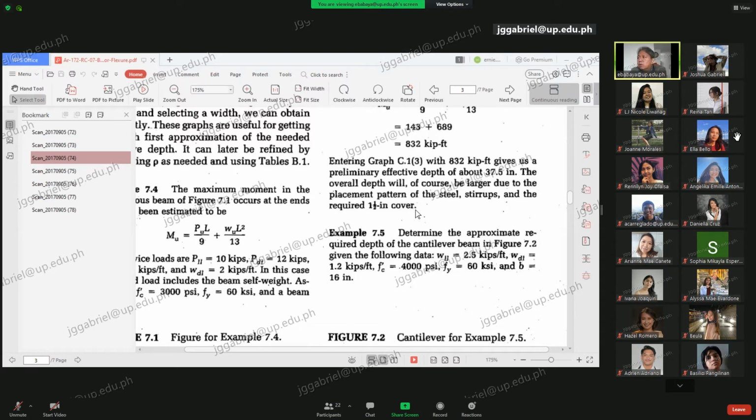Now, why do we require cover? Why should there be a cover? So that you will not see the steel. Because if the steel is exposed, not covered by concrete, it will rust. And it will deteriorate, of course, once it rusts.